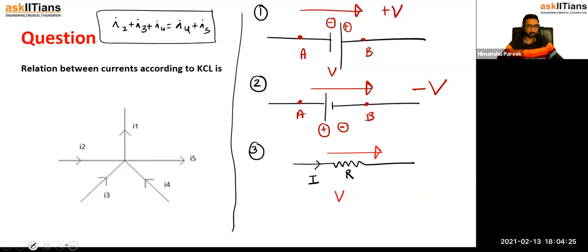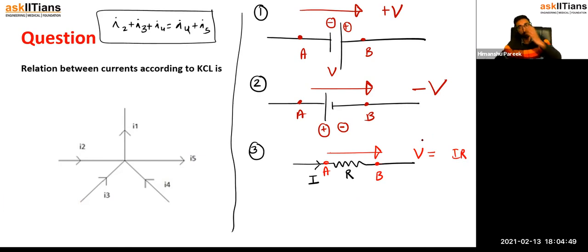So what should I write here? V is equal to what? First of all, you should think about it. I'm going from point A to point B. Now think about whether the potential would increase or decrease. What should I write for V, plus IR or minus IR? Because the potential difference would be IR. Now, will it be plus or will it be minus?